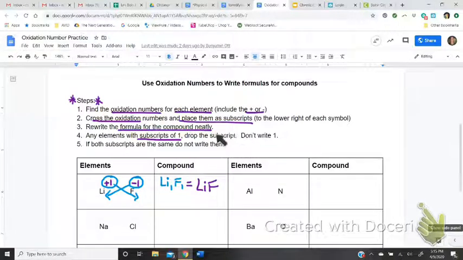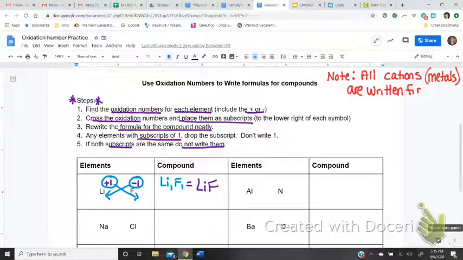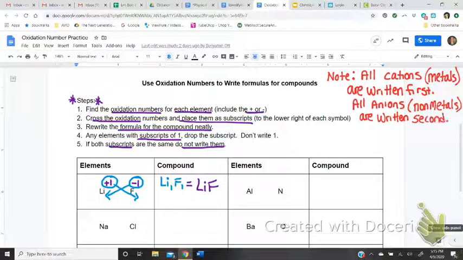So you don't write the 1 if there's a 1 there, but I do still want to have you practice this part with the crossing over for those oxidation numbers. If both subscripts are the same, you do not write them. All right, let's jump down to another example. Oh, one thing, please note, all cations or metals are written first in your chemical formulas, and then all anions or nonmetals are going to be written second. So the order here matters, so please keep it in that order.